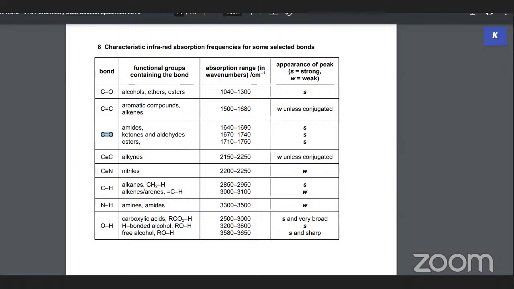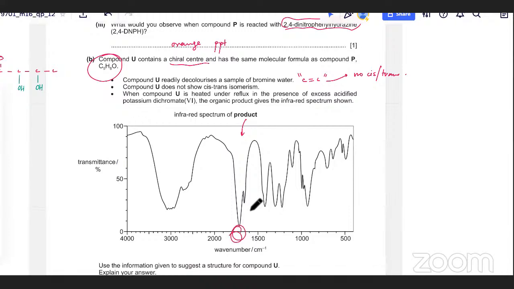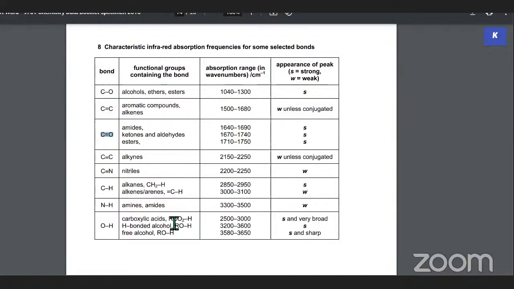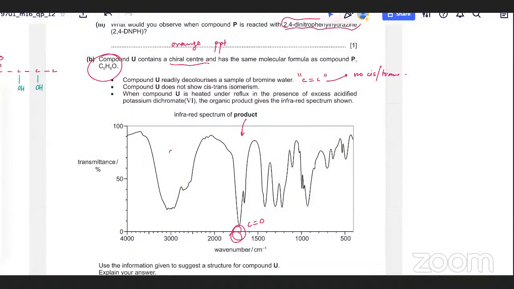If you look over here, there is a C=O bond. You've got a strong absorption at this point, which indicates a C=O bond. The other absorption you're going to see is a broad absorption around and before 3000, and that's your carboxylic acid OH. This one, 2500 to 3000, is a strong and very broad absorption. So remember, it's not just any OH, but a carboxylic acid OH. That means you've got both things, so this is basically a carboxylic acid.